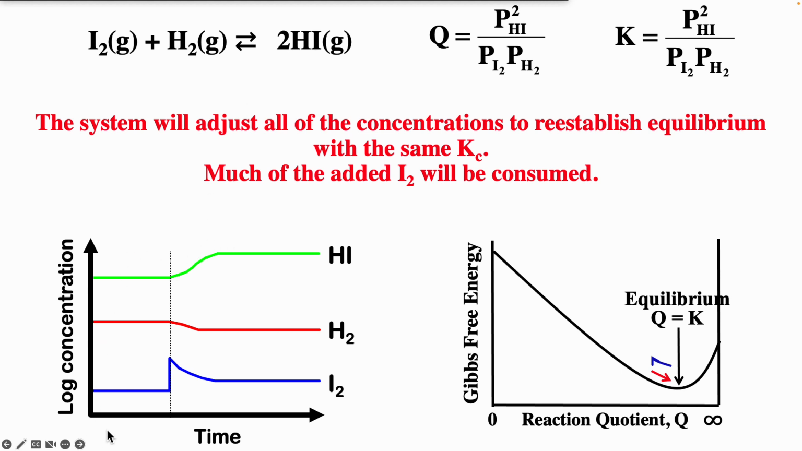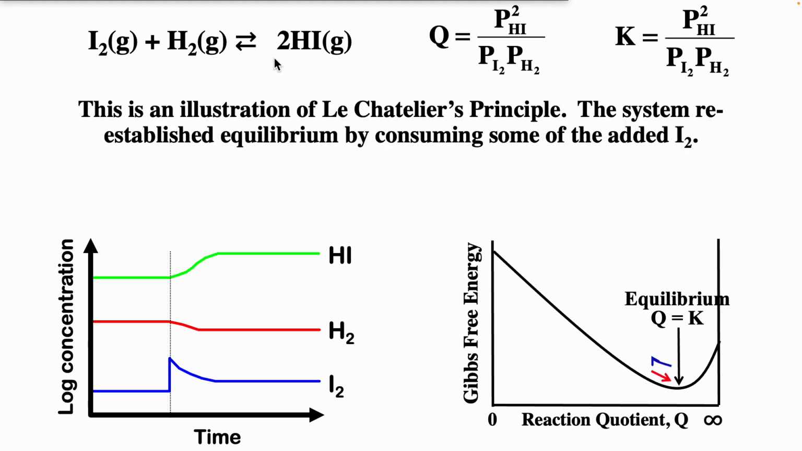Now, if you take these concentrations and you plug them into this expression for K, you get exactly the same number. The system is just returning to equilibrium. And so we added iodide, and then some of that iodide gets consumed until we get back to equilibrium. And again, this is just an illustration of Le Chatelier's principle. The system reestablishes equilibrium by consuming some of the added iodide.